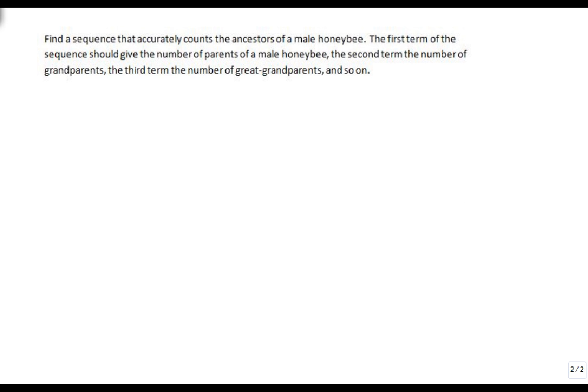So let's look at this. Let's find a sequence that accurately counts the ancestors of the male honeybee. The first term of the sequence should give the number of the parents, the second term the number of the grandparents, the third the great-grandparents, and so on. So let's see if we can find a sequence that does this. If we start with a male honeybee, he always has just 1 female parent. The female, though, has a male and a female parent. And the male, of course, has just a female. But the female has both a male and a female.